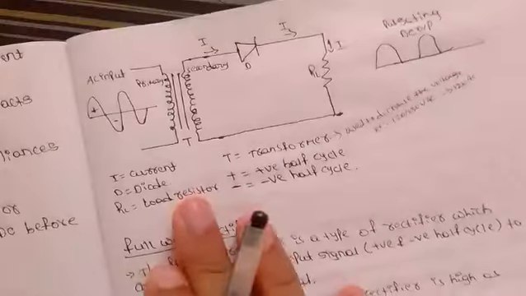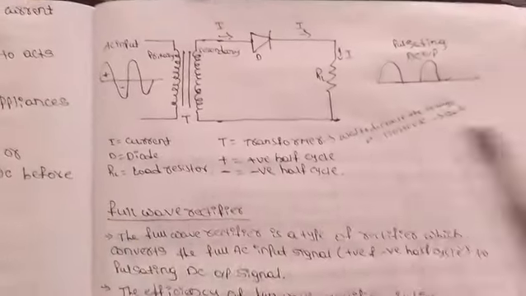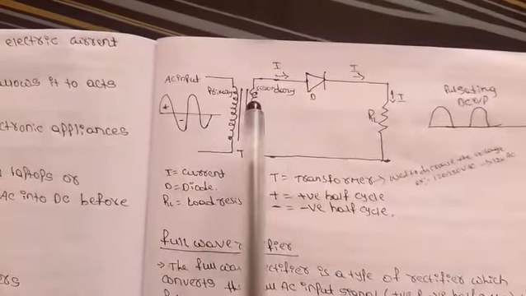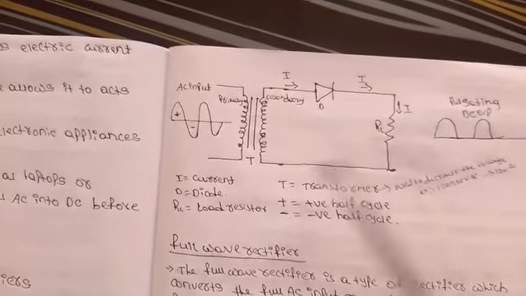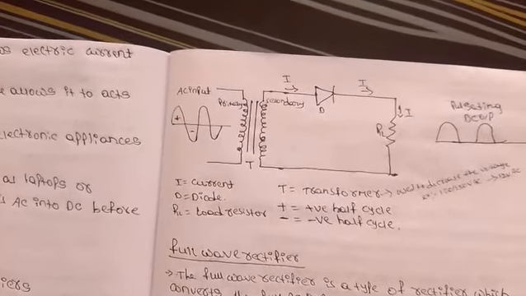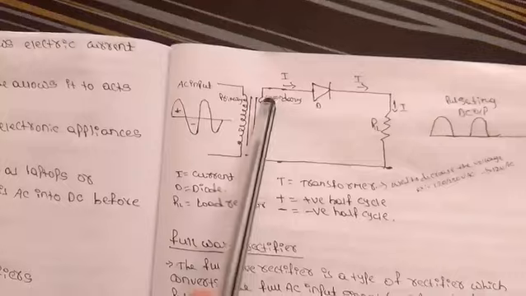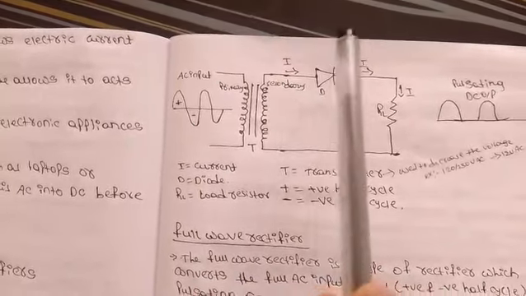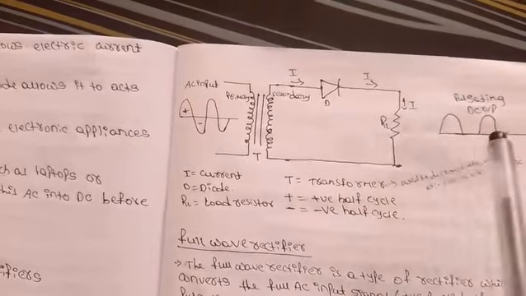Here we are going to learn in the simplest way the half wave rectifier diagram. This is the AC input. This is the transformer, and these are the primary and secondary windings. Here we have taken only one diode. This is a half wave rectifier, so we have only one diode, and this is the load.